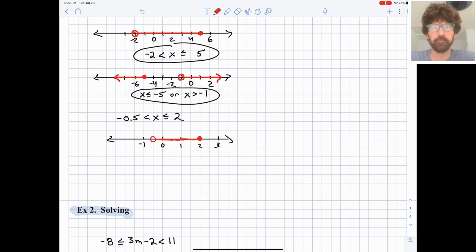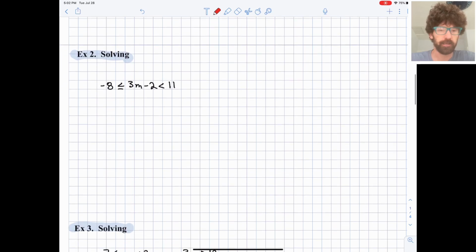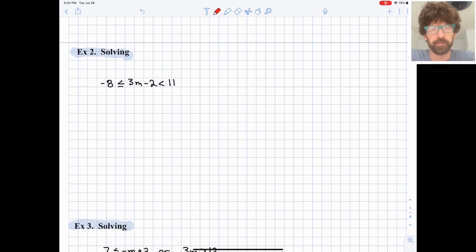When we're working with compound inequalities, we can also solve them as well. And this is just like we've been solving inequalities before or equations before. We need to do the same thing to both sides, or in this case, there's actually 3 sides that we need to do the same thing to. And always remember the rule regarding negatives. If you're multiplying or dividing by a negative, you need to flip the inequality symbol.